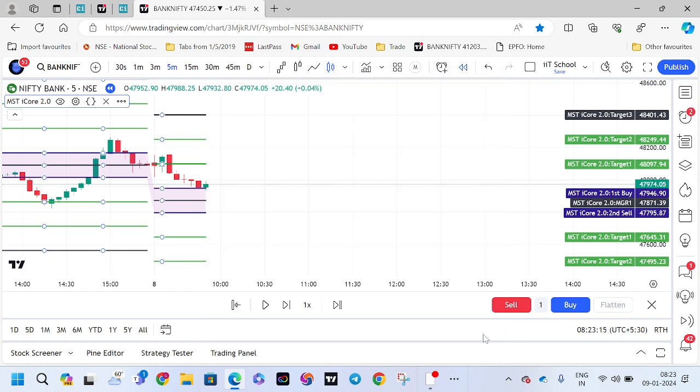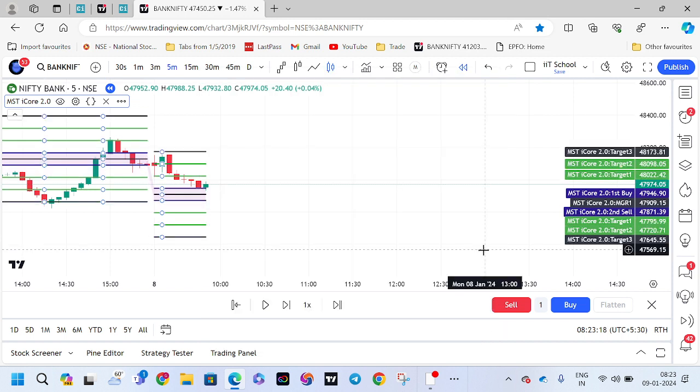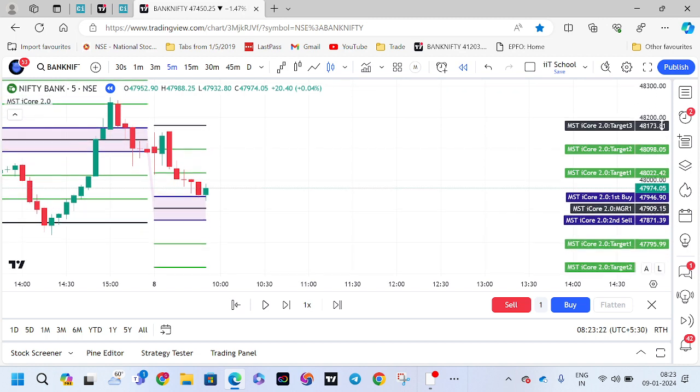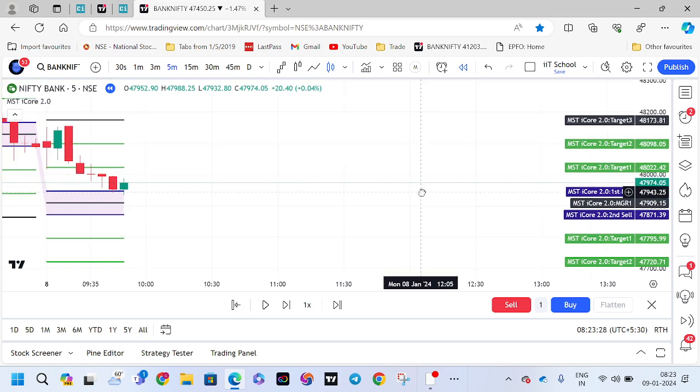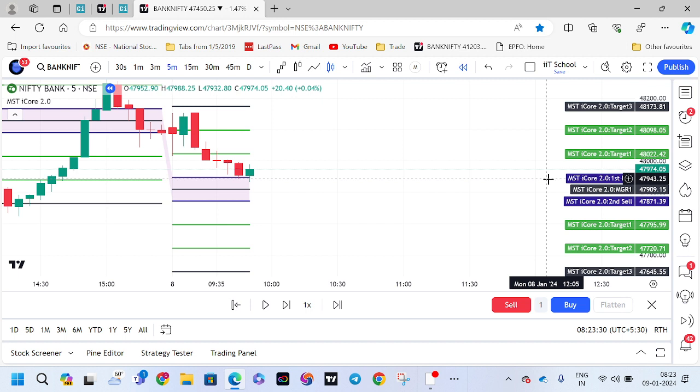So what we are doing, we are merely predicting the market. We are not controlling the market. I repeat, we are merely predicting the market. We cannot control the market. So now we are ready, our setup is ready.